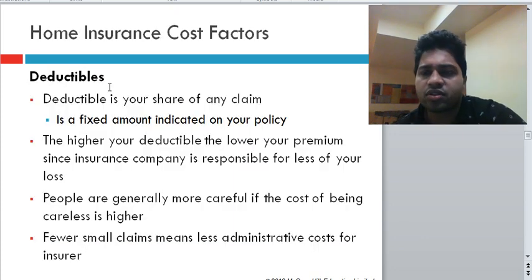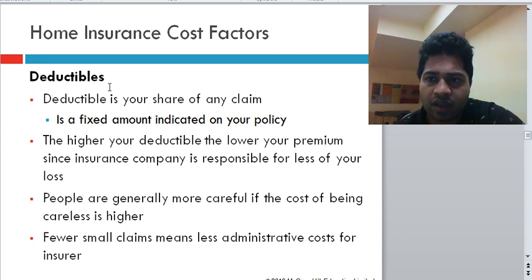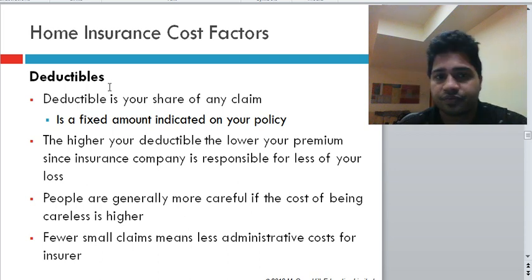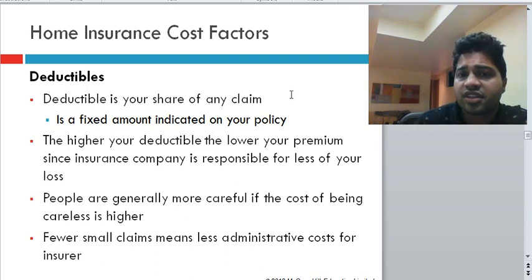Deductibles. Most insurance has deductibles, which is the part of the claim that you have to pay. So let's say there is a $1 million loss to my house because the house was burned down. Most of the time the entire $1 million would not be covered. It would be like $900,000 is covered, but $100,000 I have to put in from my own capital. So that becomes a deductible. A deductible is your share of any claim. It's a fixed amount indicated on your policy. The higher your deductible, the lower your premium, since the insurance company is responsible for less of your loss.